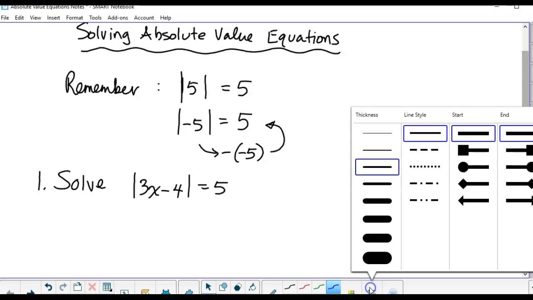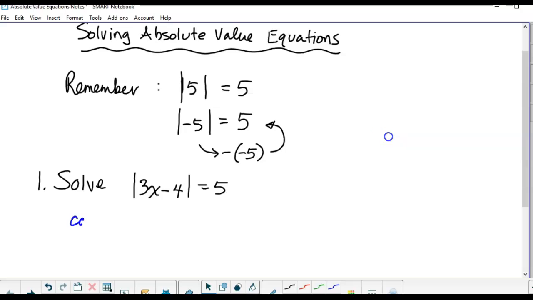So here, I actually label them. Case 1 is if the inside is positive, then you don't do anything. It's equal to 5, right? So if this is 5 in here, that's the answer. That's good. If the inside is negative, then we have to change the sign of this to get 5. So that would be the opposite of the inside to give you 5.